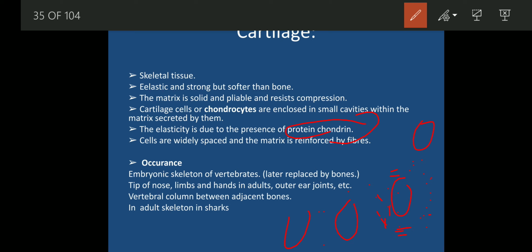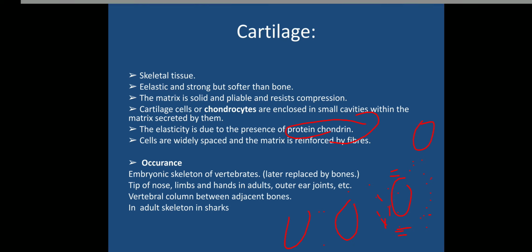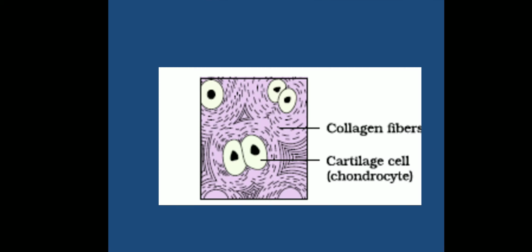When we see the vertebral column, it will have different bones, and cartilage will also be found adjacent to those bones. In the adult skeleton of sharks, the skeleton is made up totally of cartilage. So that's about the cartilage. Here you can see the chondrocyte, a cartilage cell, embedded in the matrix and surrounded by collagen fiber, which is responsible for its strength.